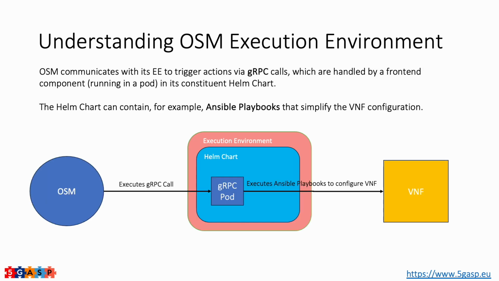OSM communicates with its execution environment to trigger actions via gRPC calls, which are handled by a front-end component running in a pod, in its constituent Helm chart. The Helm chart can contain, for example, Ansible playbooks that simplify the VNF configuration.